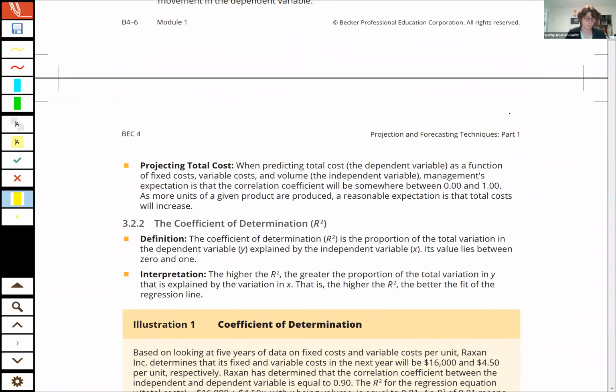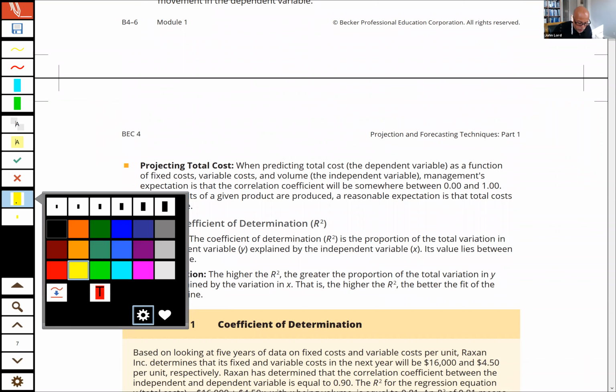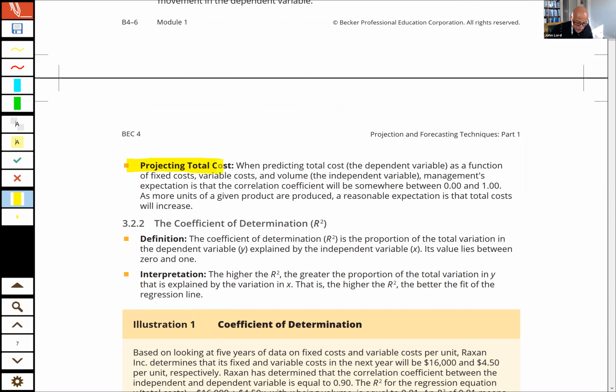Okay, good. Now coming over and taking a look, we can use this again to project total cost. So when predicting total cost, the dependent variable is a function of fixed cost, variable cost, and volume. And volume is the independent variable.